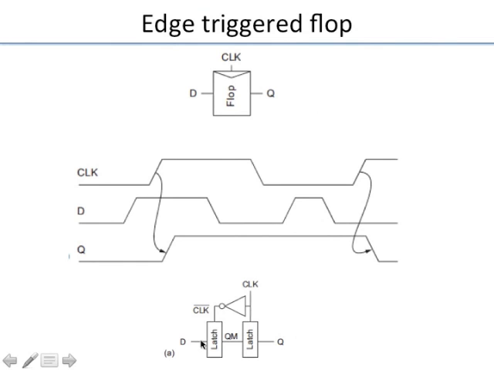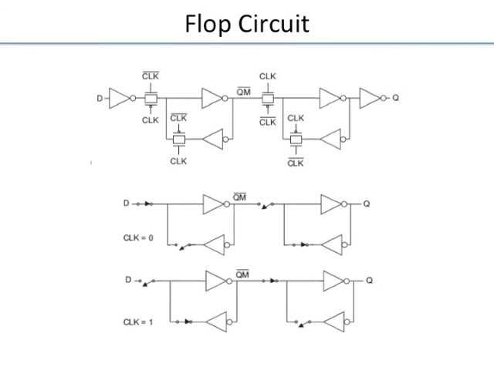Okay, and you build a flip-flop using two latches. And you give clock and clock bar like this with an inverter. This is called the master latch, this is called the slave latch. Okay, let's see how that works. So here you have the master latch, here you have the slave latch.